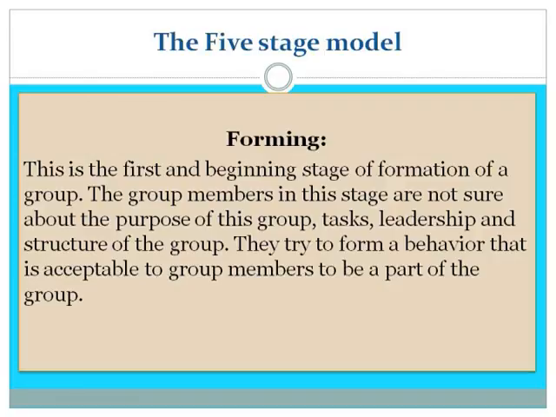So members in the group at the forming stage are very confused and they are not sure about anything, like group members, the purpose of this group, tasks, or leadership and structure of the group. They try to form a behavior that is acceptable to group members to be a part of the group. So basically they are trying to have a norm that can be acceptable to group members. So this is the forming stage.